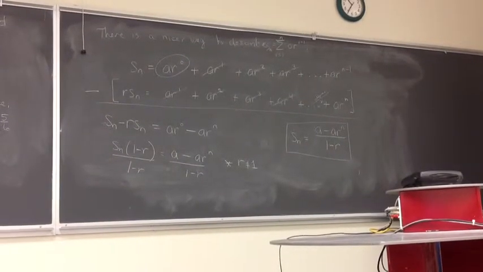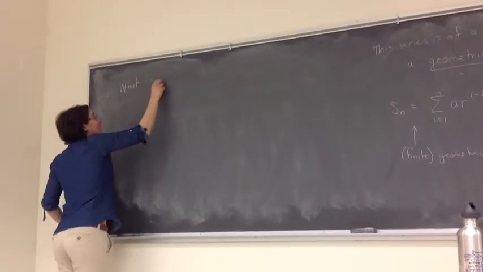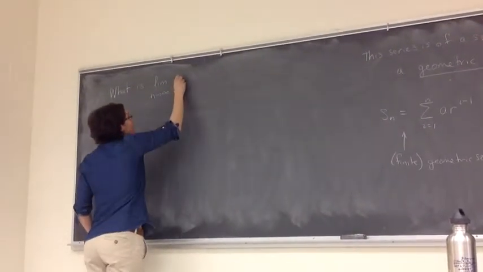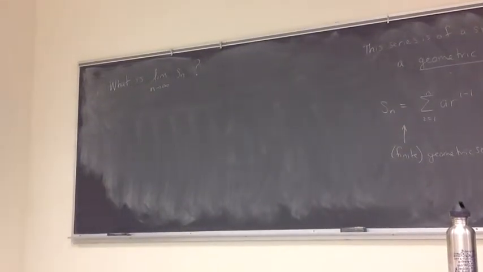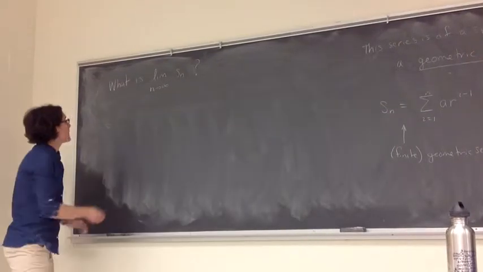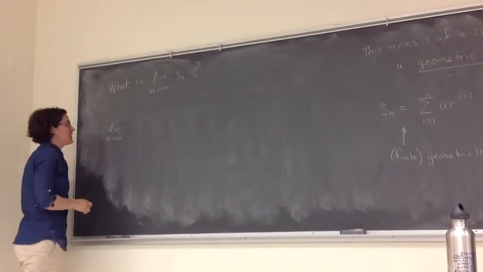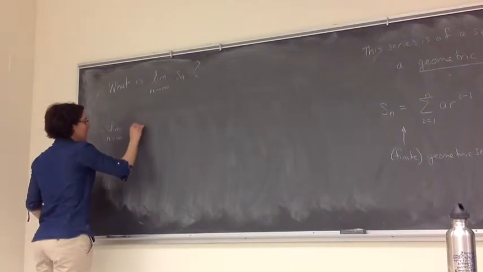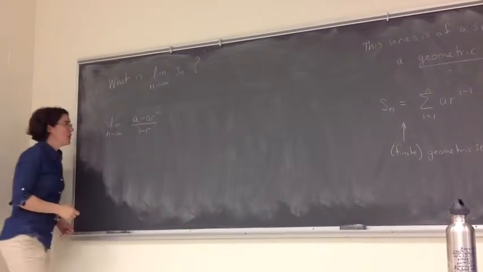So now the question is, what is the limit as n goes to infinity of our sequence of partial sums? So we're looking at the limit as n goes to infinity of Sn. We have a nice formula for Sn. We have a minus ar to the n over 1 minus r.